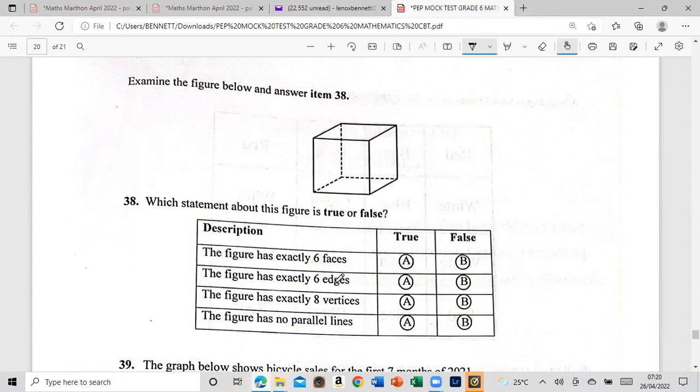Is that true or false? The figure has exactly 8 vertices. Put that where you think. It's true or false. The figure has no parallel lines. Put that if you think it's true or false.